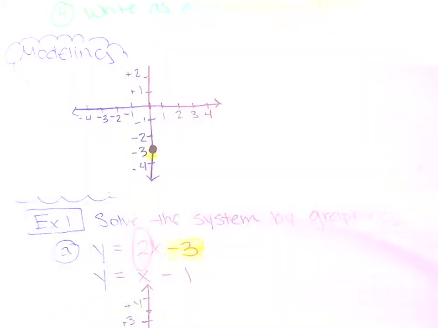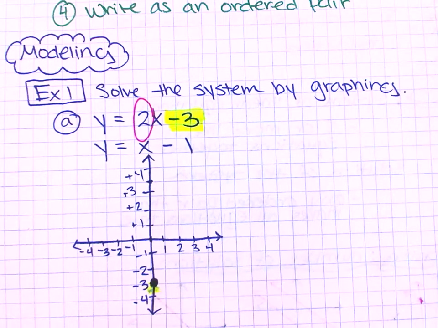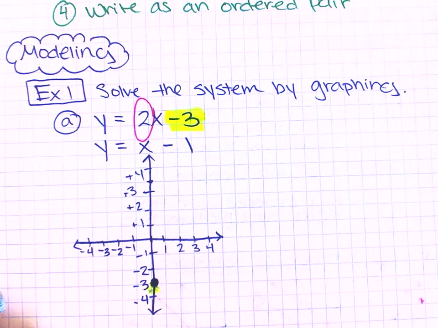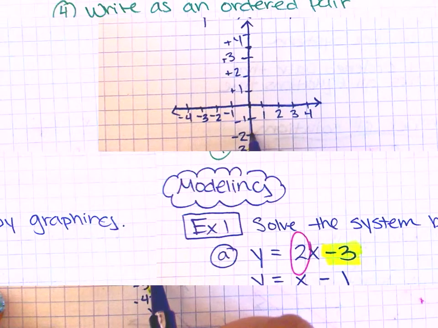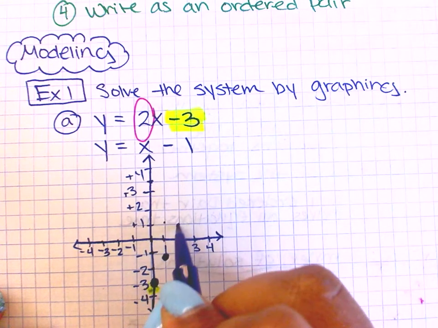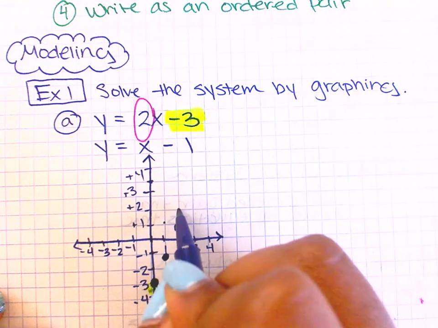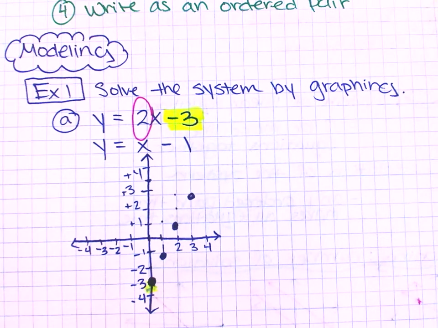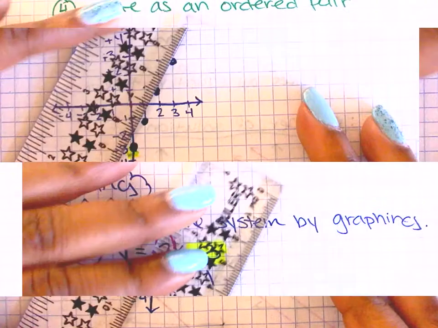Now, what's the slope? What's my rise over run, guys? 2 over 1. So I'm going to go up 2 to the right 1. Up 2 to the right 1. I'm going to put a dot every time. Up 2 to the right 1. And then I'm going to connect the dots.